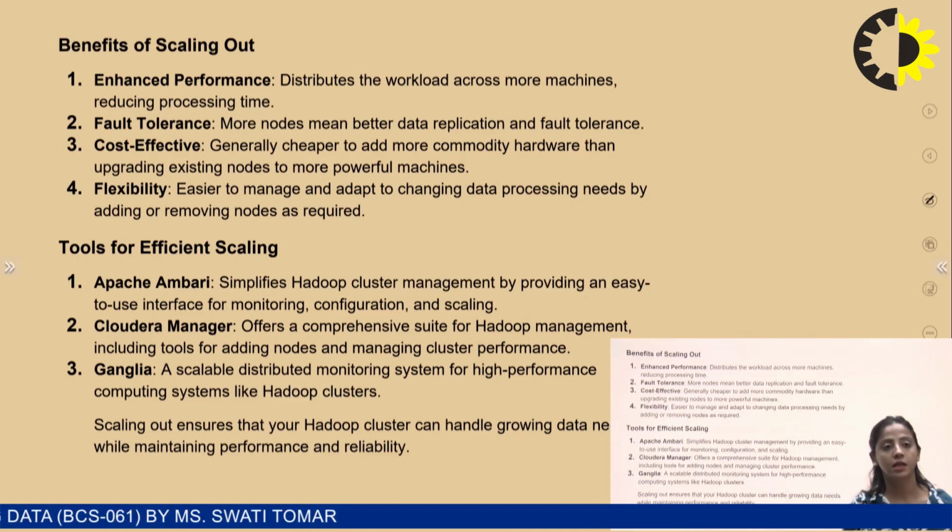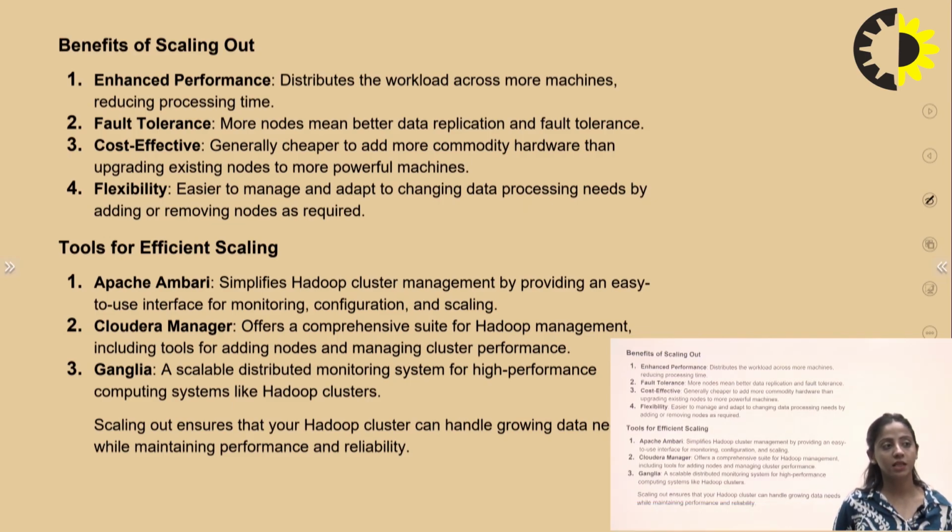Now let's get to know about some tools for efficient scaling. First one is Apache Ambari. It simplifies Hadoop cluster management by providing an easy to use interface for monitoring, configuration and scaling. Second tool is Cloudera Manager, which offers a comprehensive suite for Hadoop management, including tools for adding nodes and managing cluster performance. Ganglia is a scalable distributed monitoring system for high performance computing systems like Hadoop clusters. Now, scaling out ensures that your Hadoop cluster can handle growing data needs while maintaining performance and reliability.